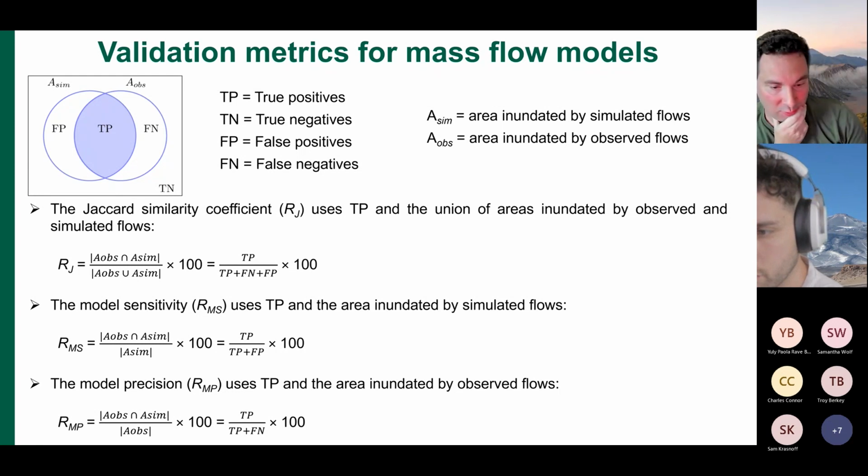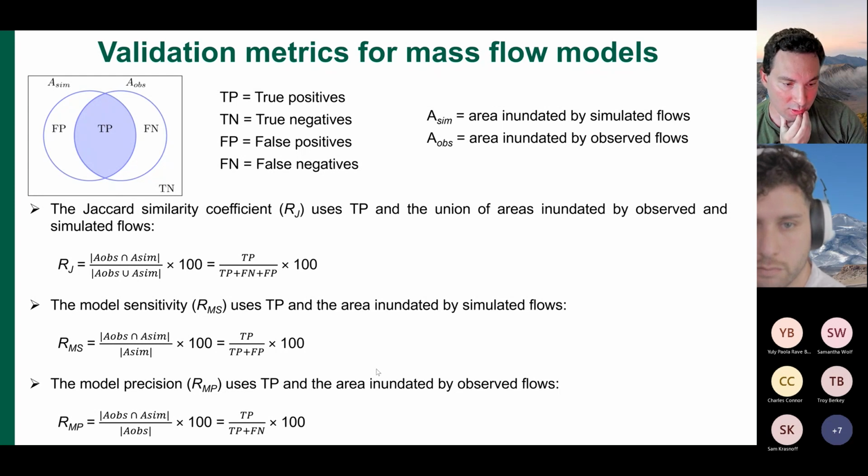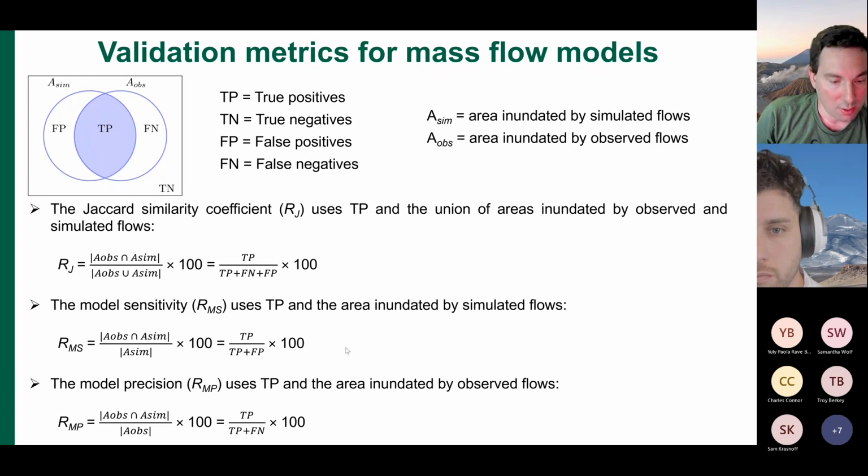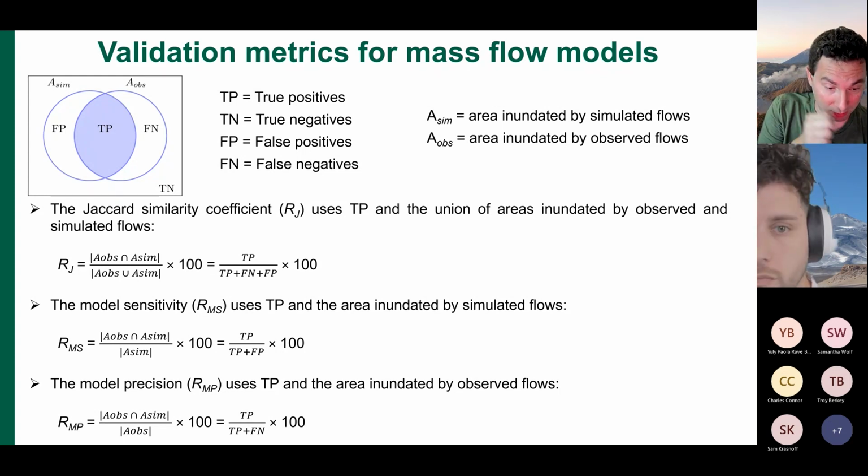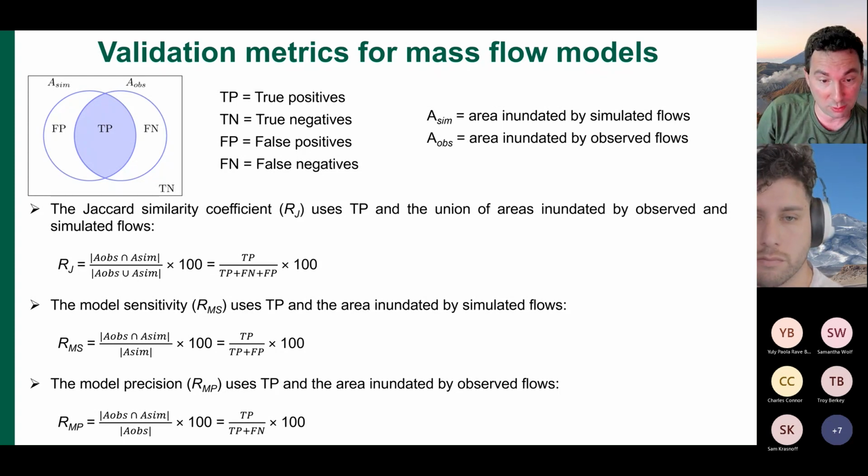So by using these three different metrics, you can basically evaluate any flow model from some observational data, and try to figure out if your model is producing mostly false positive or mostly false negative. So if the model is conservative or not, compared to a particular case study.